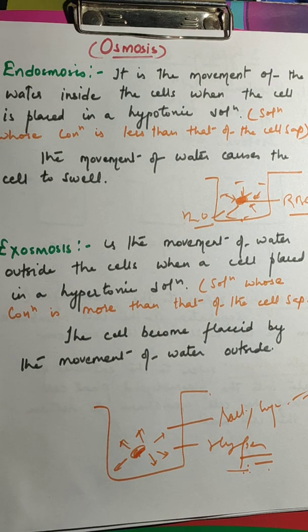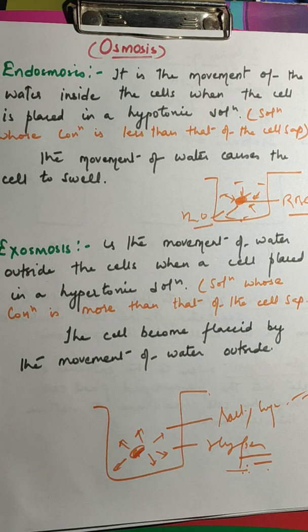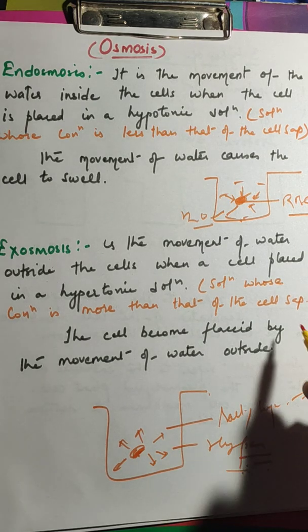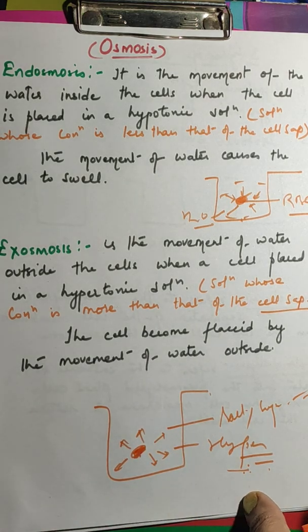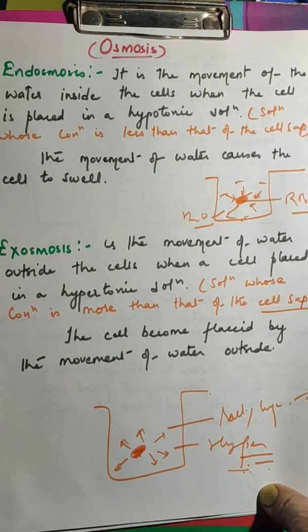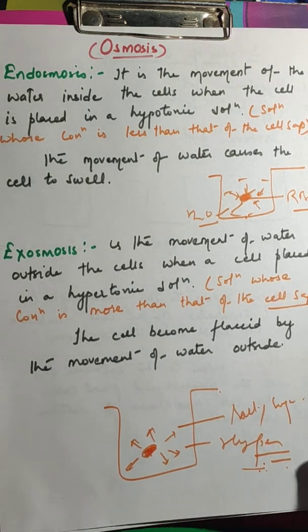So how can you define exosmosis? Exosmosis is the movement of water outside the cells when a cell is placed in a hypertonic solution. And which is the hypertonic solution? A hypertonic solution is one whose concentration is more than that of the cell sap. Here also the cell sap is this. This is the RBC, and the cell becomes flaccid by the movement of water outside. Okay.